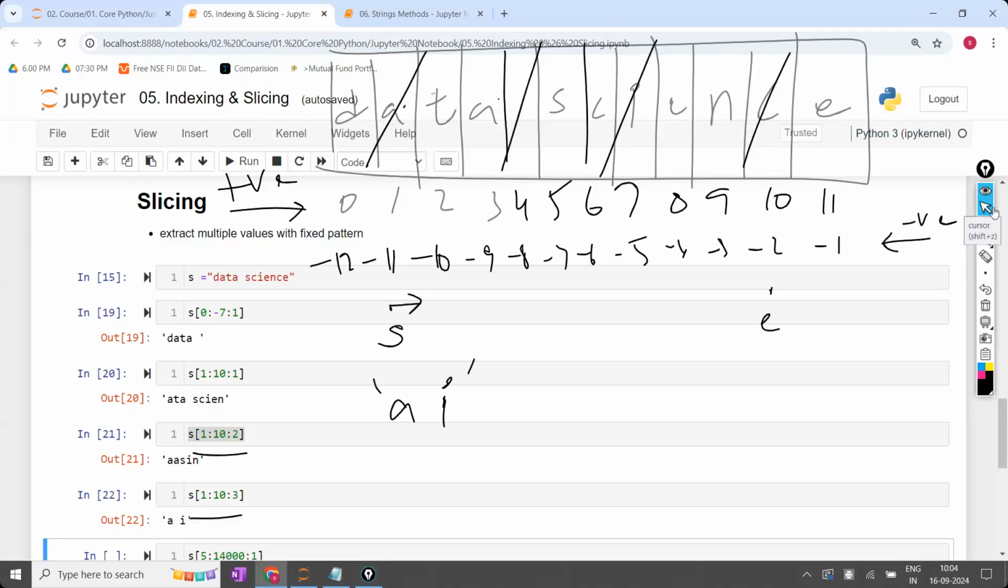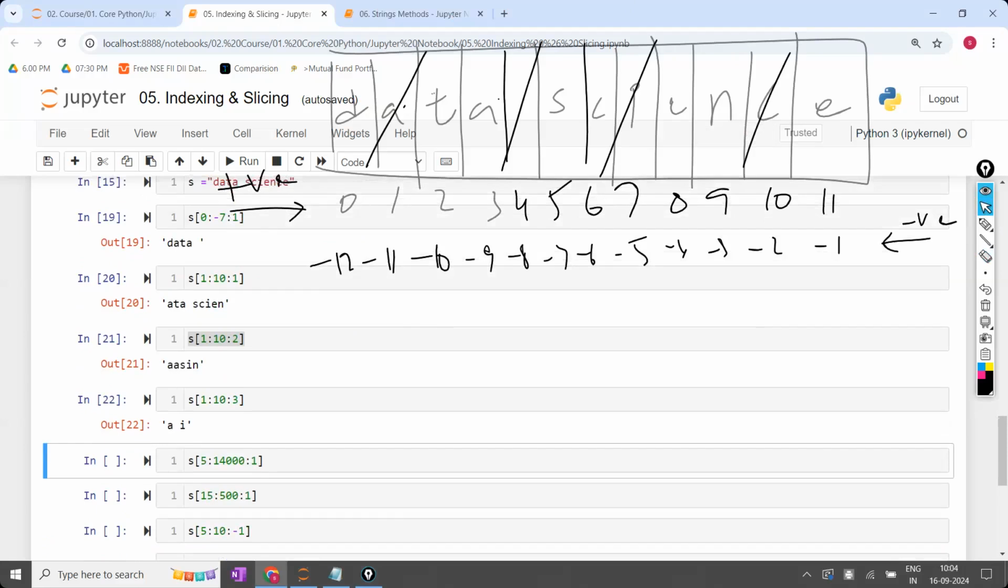Is the point clear, everyone? Now, let's move on to the next example. Starting with the 5. Starting point is 5. Okay, where is 5? This one is the starting point. Done.